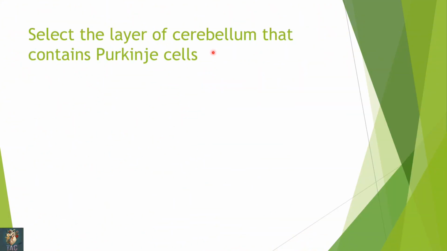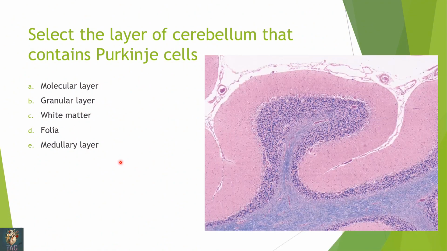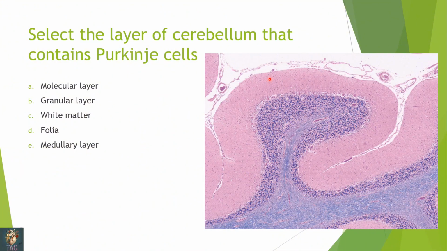Next MCQ: select the layer of the cerebellum that contains Purkinje cells. It may be molecular layer, granular layer, white matter, folia, and medullary layer. So here is the diagram, and according to histology, the cerebellar cortex consists of 3 layers. This outer layer is the molecular layer, the middle is the Purkinje cell layer in which all the Purkinje cells are present, and the inner is the granular layer.